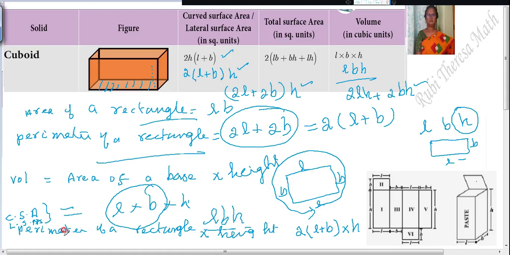Those who are able to remember this, perimeter of the rectangle into height, then you can write like this. Otherwise, those who are able to remember this formula, that is total surface area. How many rectangles are here? 6 rectangles. That is 1 and 4 are same, then 3 and 5 are same, 2 and 6 are same.